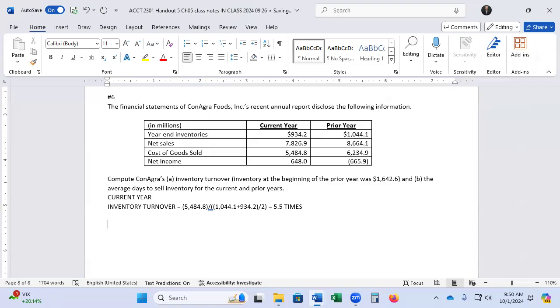Prior year ending inventory becomes the beginning inventory for our current year, right? Okay. And then our days to sell inventory equals 365 divided by 5.5. And so that's 66 days.